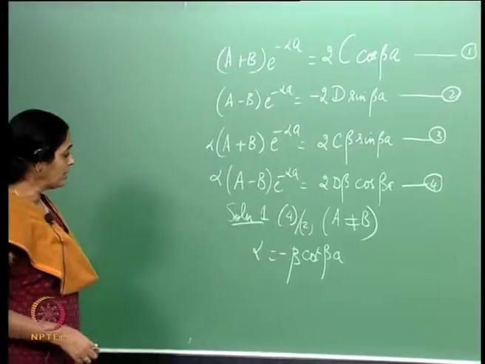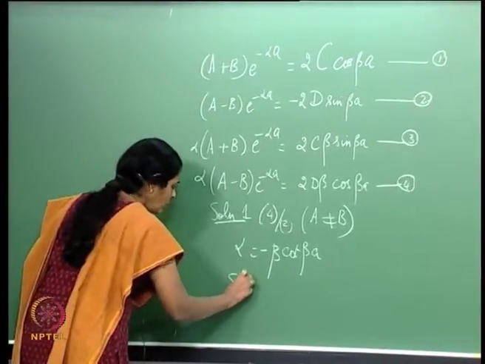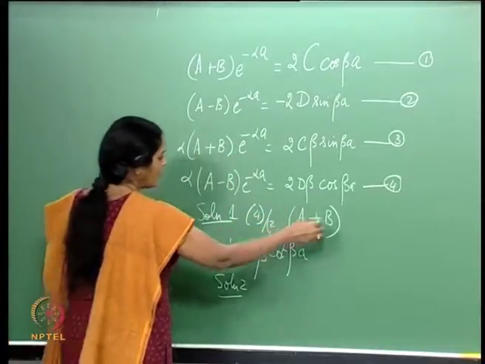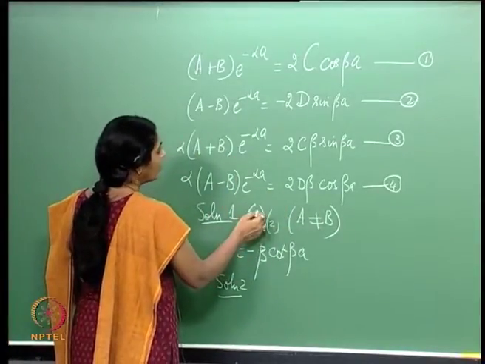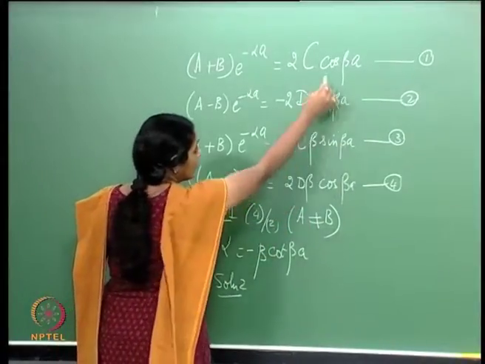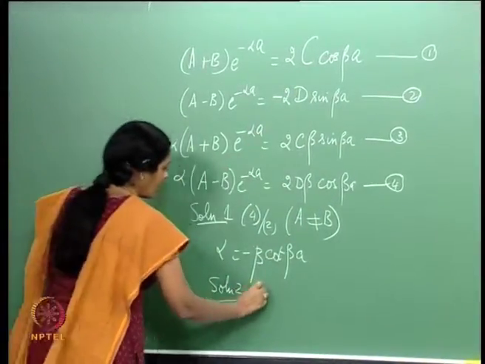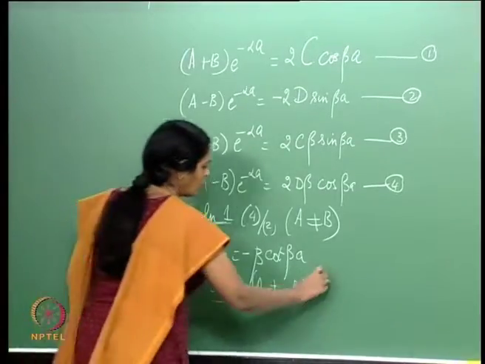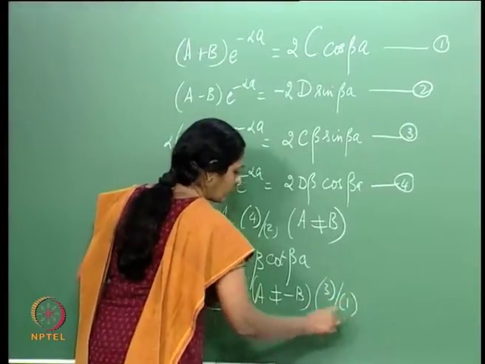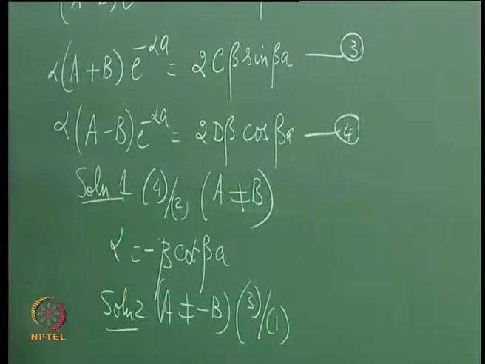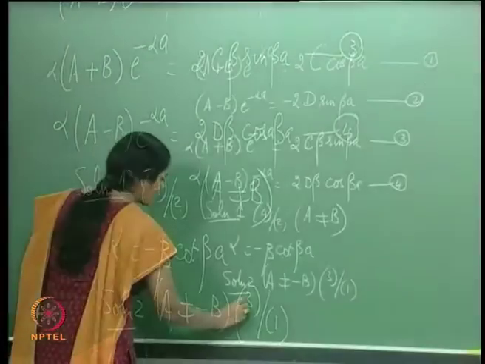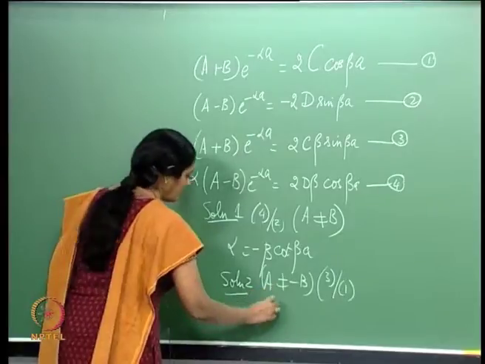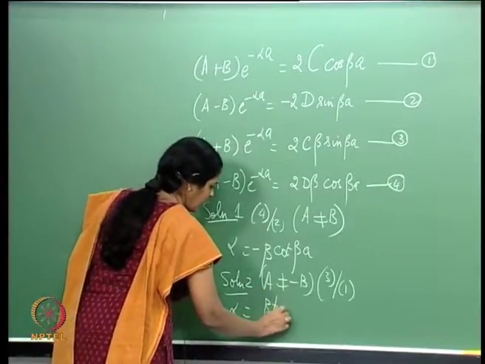That was solution 1. Then we had solution 2, and that assumed that I would be able to divide 3 by 1, equation 3 by equation 1, which means A is not equal to minus B. The solution itself came by dividing equation 3 by equation 1. When you do that, you get alpha is equal to beta tan beta a.